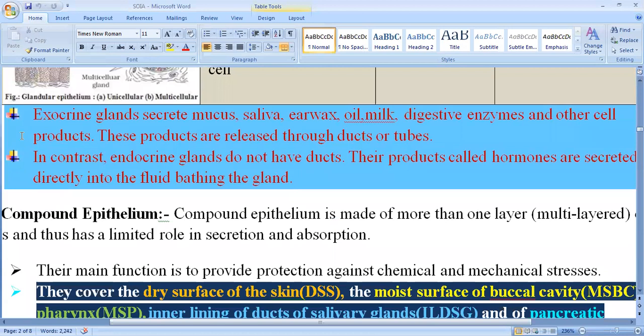Exocrine glands, considered as ducted glands, always secrete enzymes. Endocrine glands, ductless glands, always secrete hormones. And if you see, exocrine glands secrete mucus, earwax, saliva, oil, milk, digestive enzymes, and other cell products. These are secreted by the exocrine glands, and these products are released through ducts or tubes.